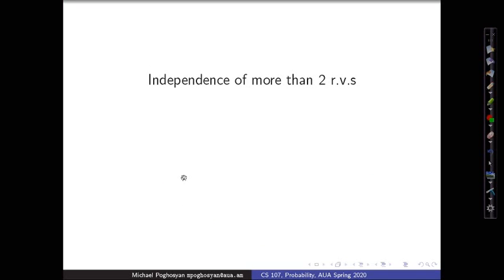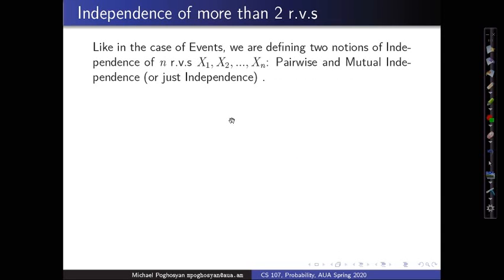So a little bit about independence of more than 2 random variables. This is important because it is very important in statistics, but also for limit theorems we will learn at the end of our course. For the central limit theorem and law of large numbers, we will consider n independent random variables. So we need to know what independence for n random variables means. Like in the case of events, we define 2 notions of independence for n random variables: pairwise independence and mutual independence, or just independence.